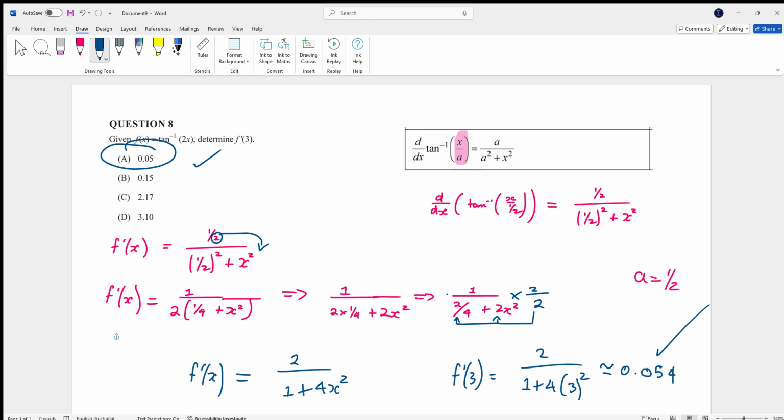Right, was this a hard question? Not really, because it's a calculator one. Would it be hard if it was a short response and you had to do all this working? Absolutely. If you have any questions at all with this one here, leave something in the comments.